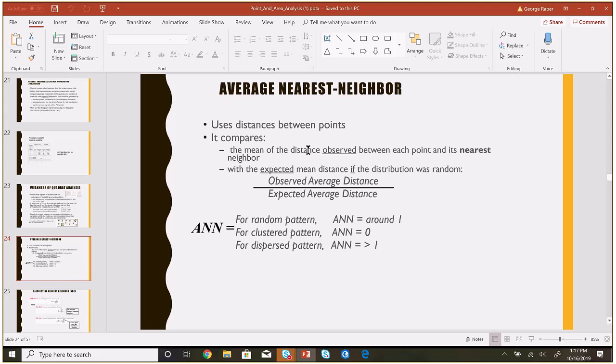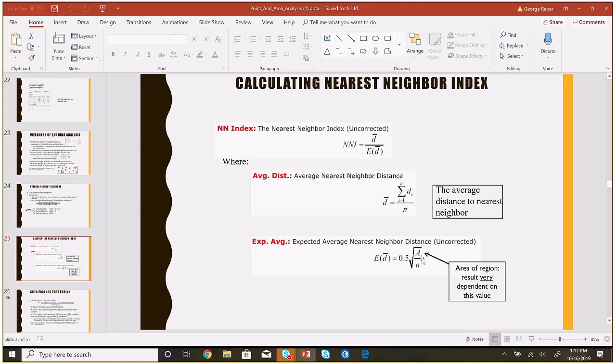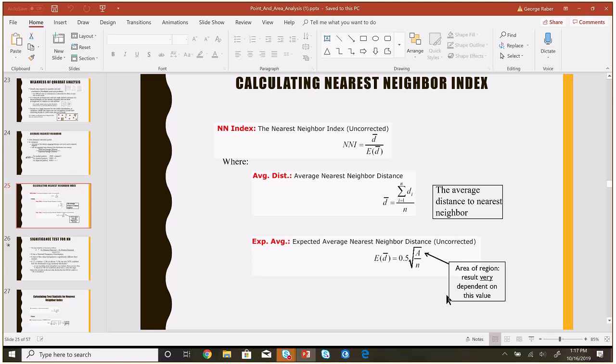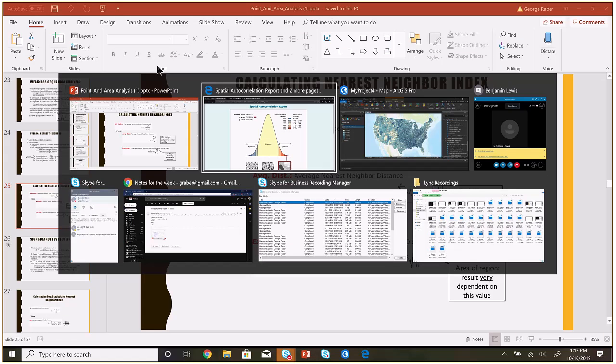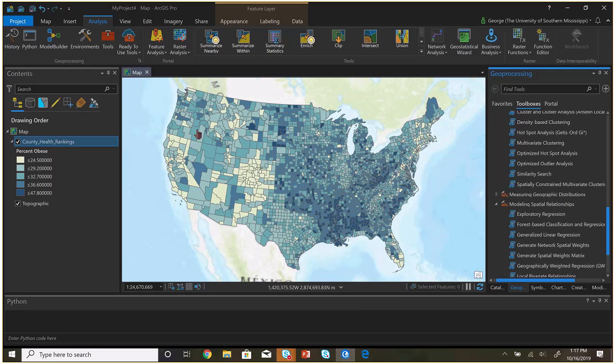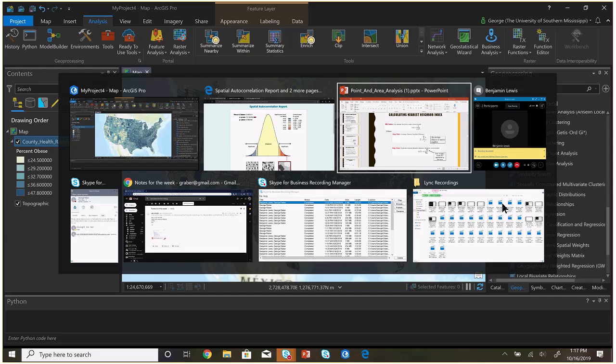All right, this is the one we did talk about last week, average nearest neighbor. Again, this one is really sensitive to the size of the study area. So the area of the region matters, and results vary depending on this value. I talked about this last week, but it is really important to use projected data. You can notice that the data I used here is definitely projected. You need to have real distances measured.